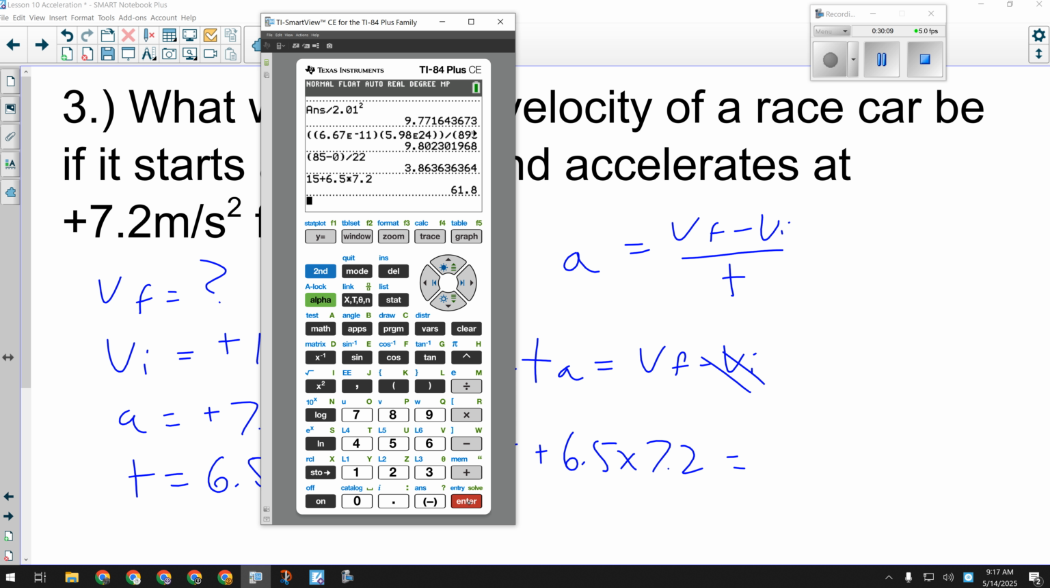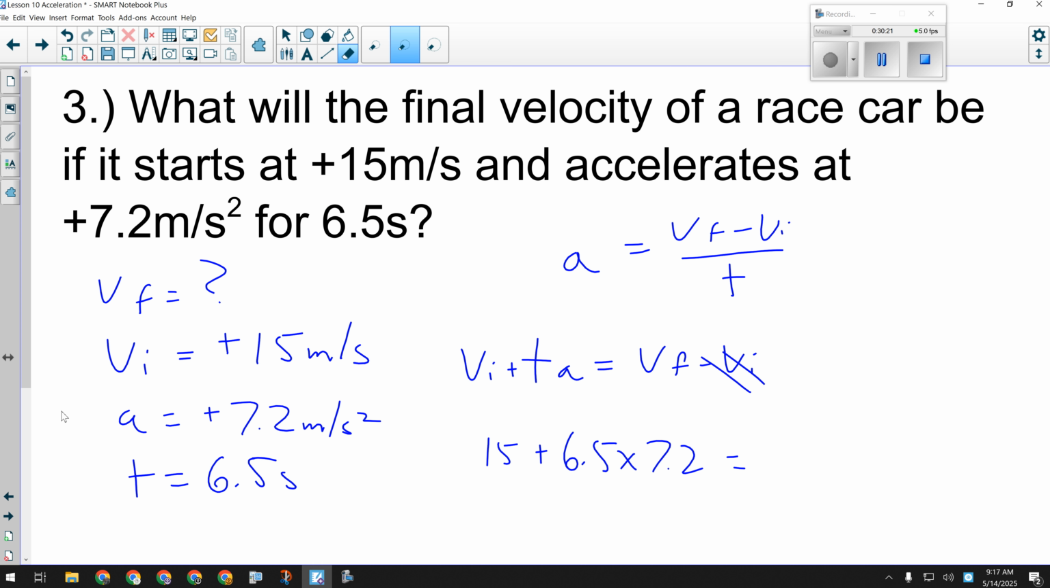All right, so after 6.5 seconds of accelerating at 7.2 meters per second squared, that object is going to be moving at 61, actually 60, we'll say 61.8, but technically 62 meters per second. Now, I calculated final velocity, so what needs to go here? A positive, yeah. If you didn't put a positive on that, it would be wrong. Velocity is a vector quantity. The question specifically stated these are positive values, so you need to put a positive in.